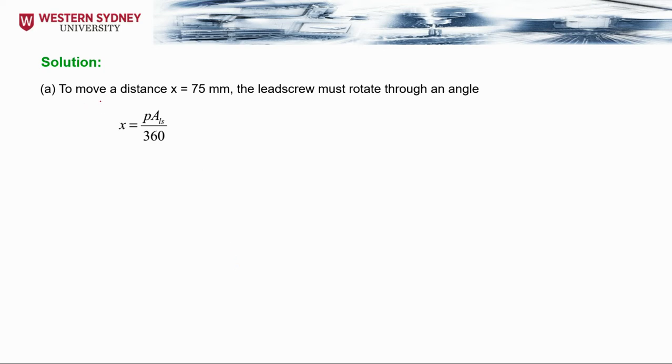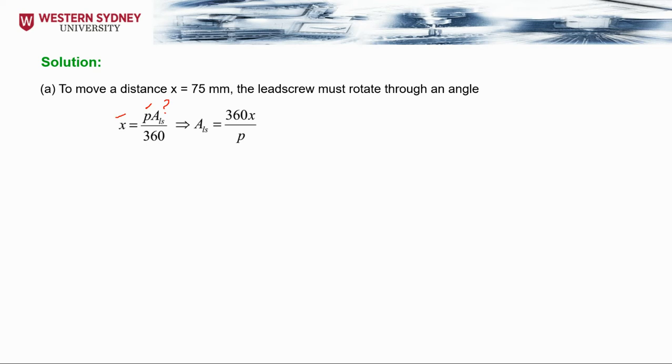First, to move the distance x equals 75 millimeters, this screw must be rotating through an angle, alpha S. So x is equal to the pitch value multiplied by alpha S divided by 360. In this equation, x is given, p is given, and 360 is a number. So alpha S is the unknown. So I can rearrange the equation to find the value for alpha S.